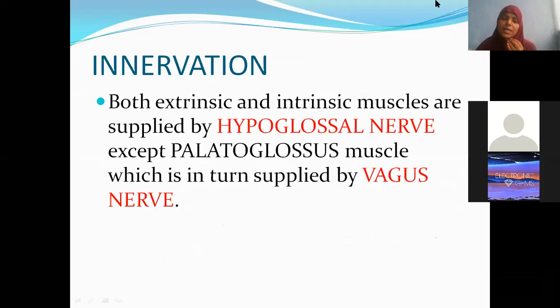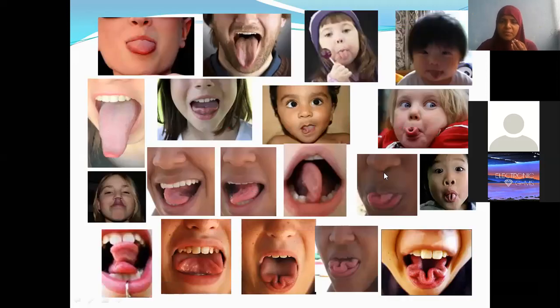From the embryological aspect also, I told you the muscular part of the tongue is supplied by the hypoglossal nerve, except the palatoglossus, which is supplied by the vagus. So these are the various tongue movements that we have.